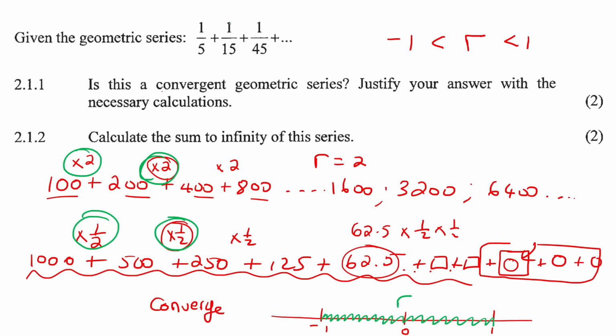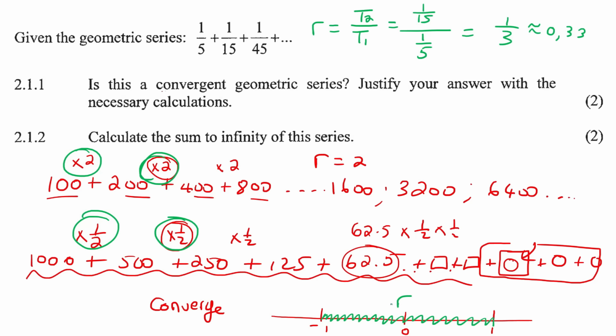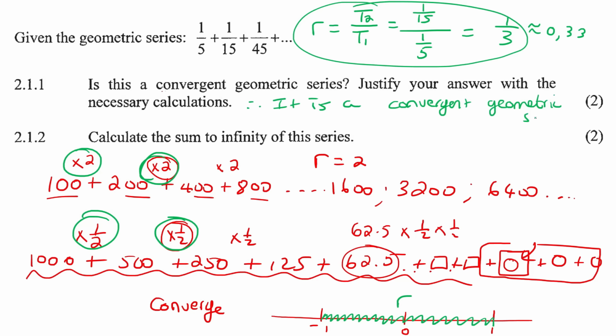Okay, so it says, is this a convergent geometric series? So we're going to go work out the value of r. How do we do that? Sometimes it's not very easy to see. So what we do is we say term 2 divided by term 1. And so that'll give us 1 over 15 divided by 1 over 5. And if you calculate that, you end up with 1 over 3. Now 1 over 3 is like 0.33, which is between -1 and 1. So that means that it will converge. So for this question, you would have shown all of this over here, and you would say, therefore, it is a convergent geometric series.